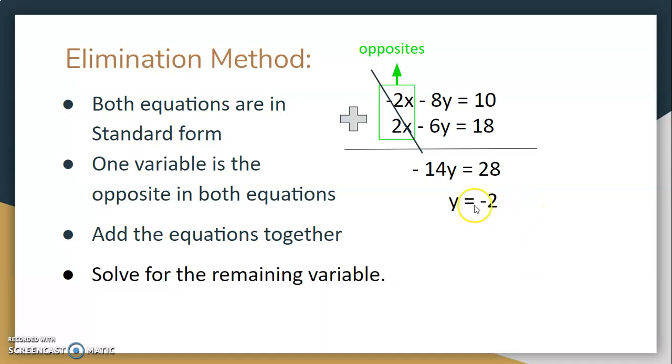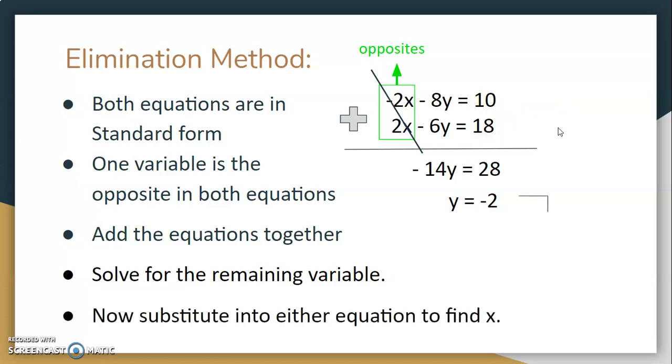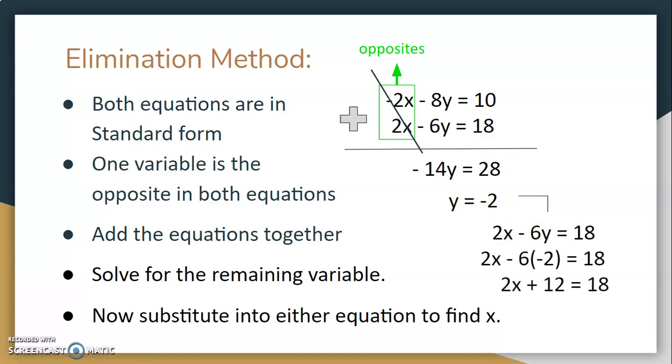Now I'm going to use this y, and I'm going to plug it into one of these two equations to find the x. The equation is really your choice. It doesn't matter. Just for simplicity, I'm going to choose equation 2. So I'm going to take the y, plug it in, and solve. And here you can now see that x equals 3. So my solution to this system is x equals 3 and y equals negative 2.